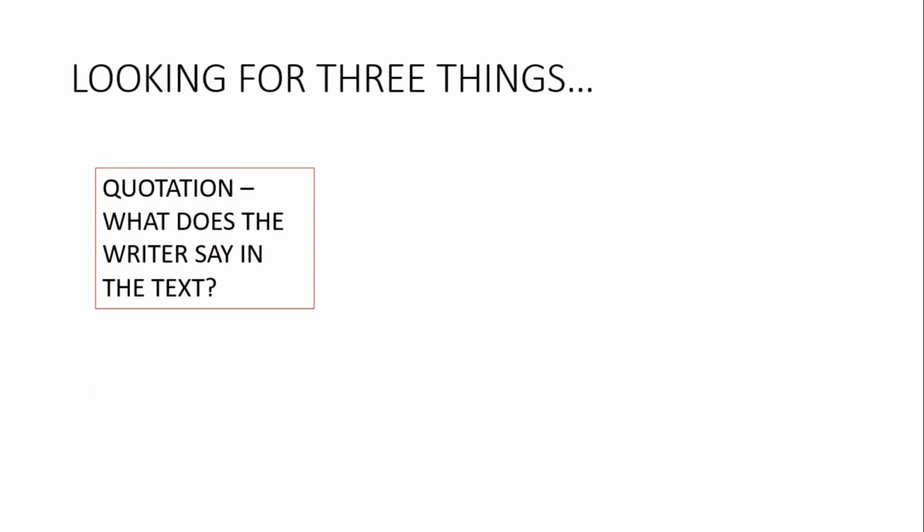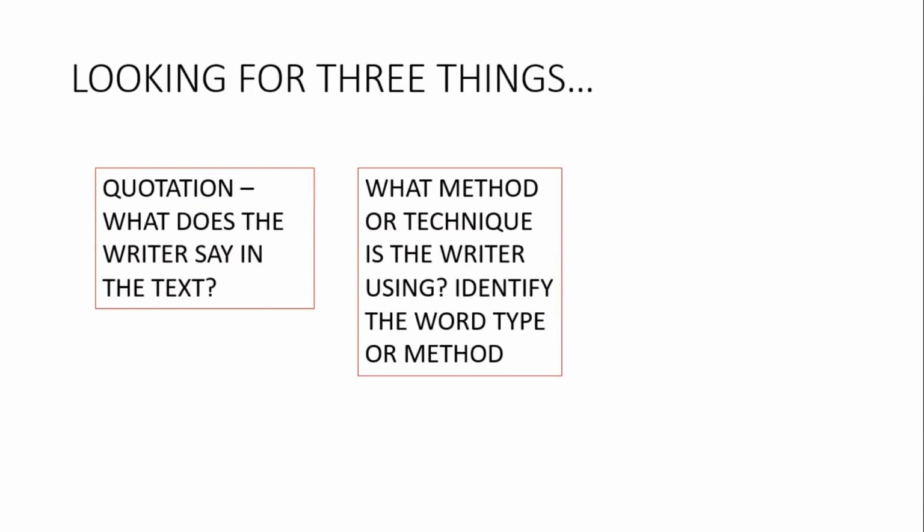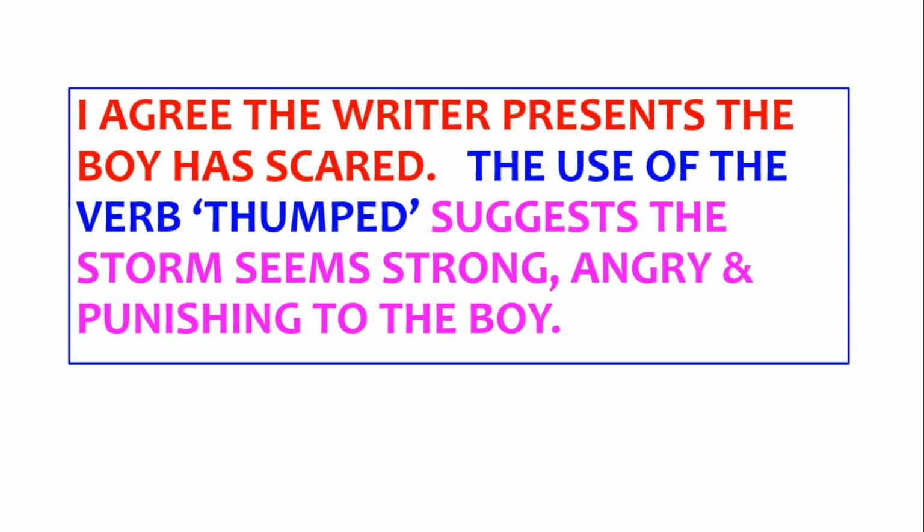So in this question, we're looking at what the writer says, what method he uses, and what the effect on the reader is. So if we look at an example point for that question: I agree the writer presents the boy as scared. The use of the verb thump suggests the storm seems angry, punishing to the boy.